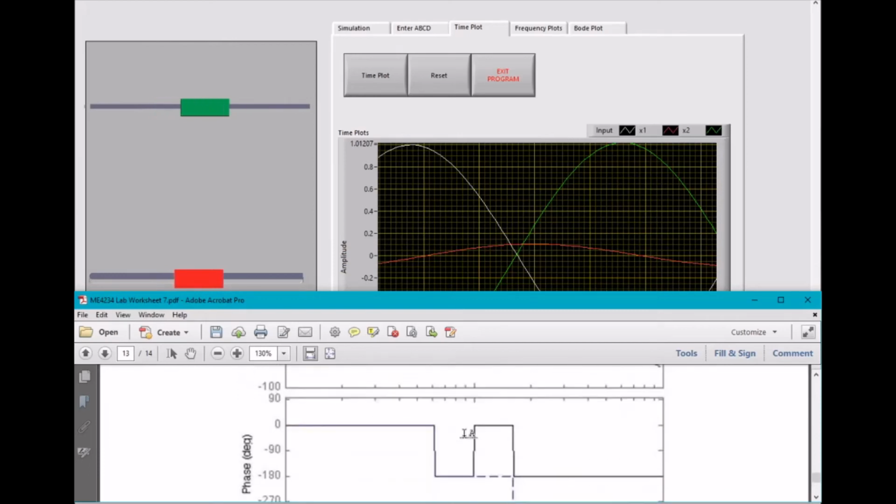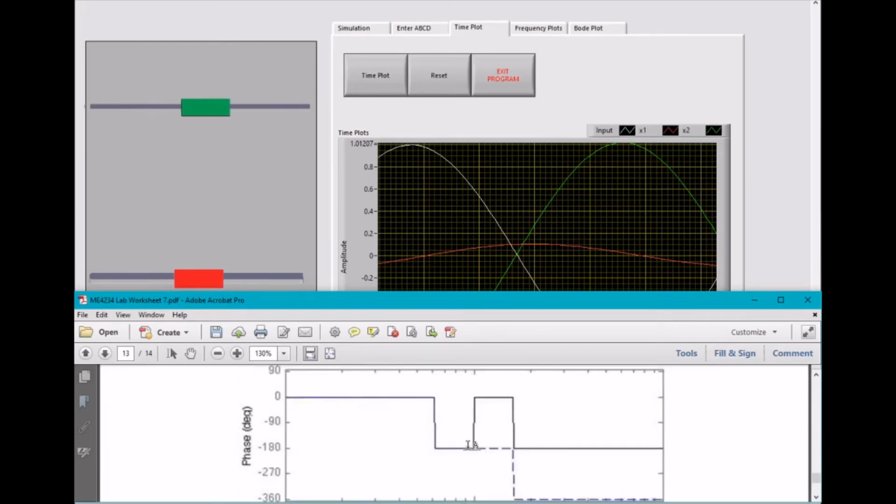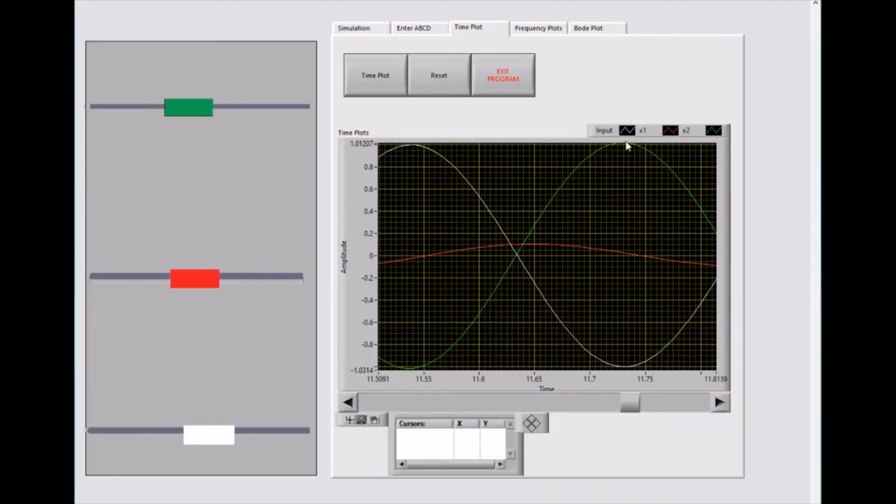But right now we're at around here. So this is the angle transitioning, for the first floor, from negative 180 to 0. So we're somewhere between 0 and negative 180 around here. And for the second floor, the phase angle is staying at negative 180. So that's why when you look at this, it's at 180.